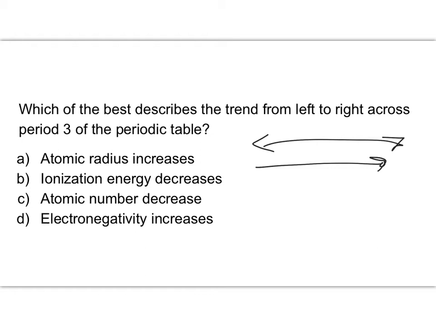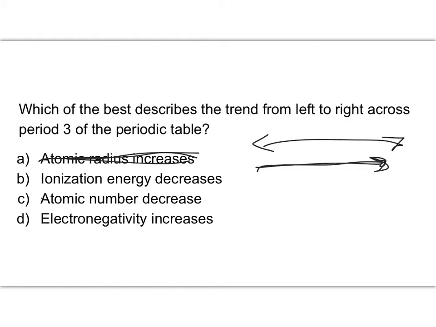Well, there are 4 trends that we went over: atomic radius, ionic radius, ionization energy, and electronegativity. In general, atomic and ionic radius both decrease going from left to right. So we can cross that off.